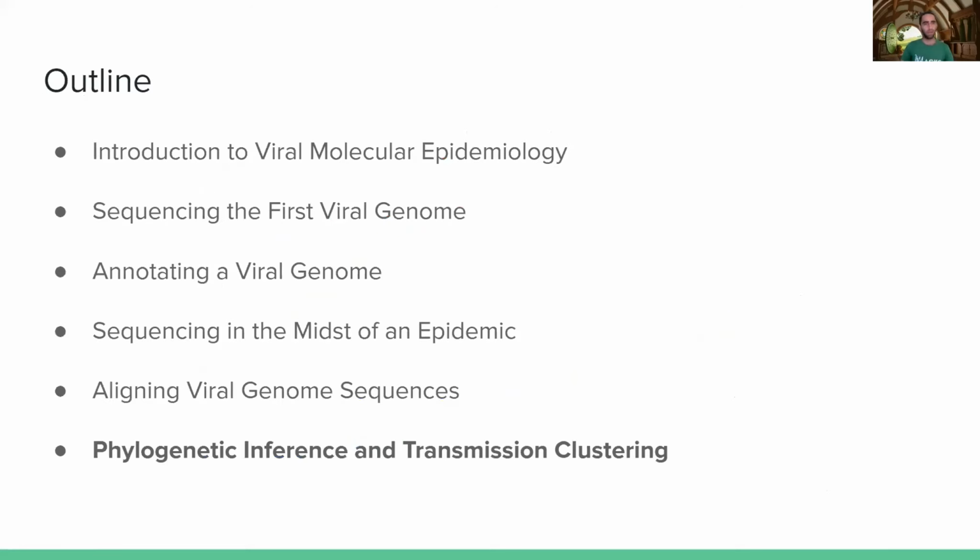Okay, so now let's say that we've gotten all of our viral genome sequences, we've done multiple sequence alignment, so now we have that sequence homology that we've been looking for. What can I now do with my multiple sequence alignment? How does it actually help me with surveillance? So in the last part of the talk, I'm going to talk about phylogenetic inference and transmission clustering. This is really the important stuff for public health. This is where we can actually gain actionable information.